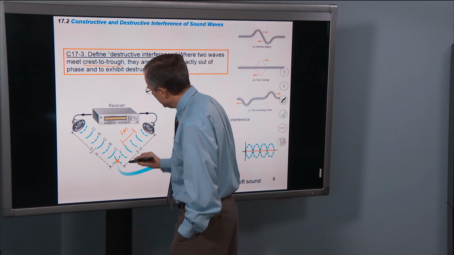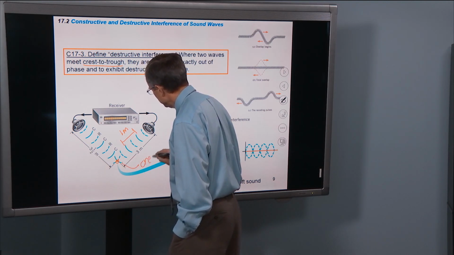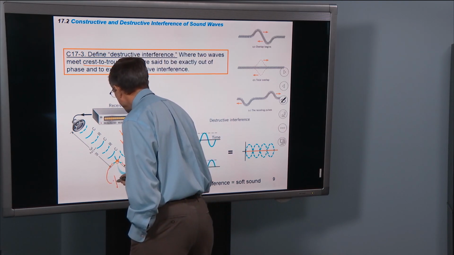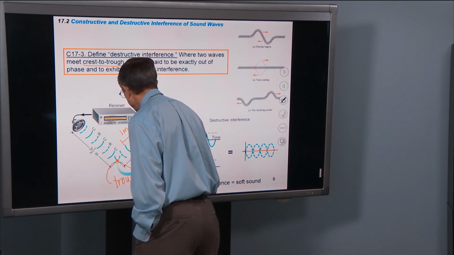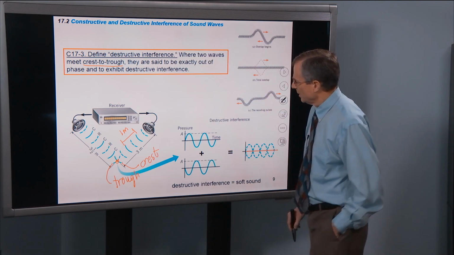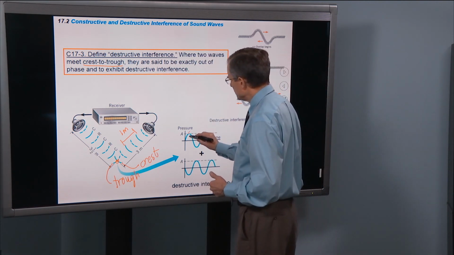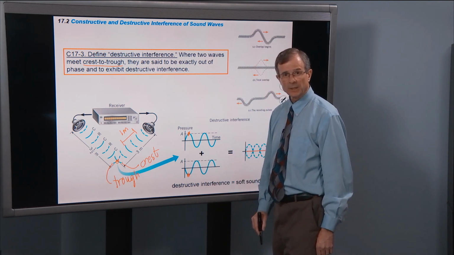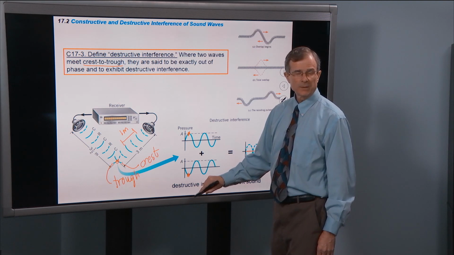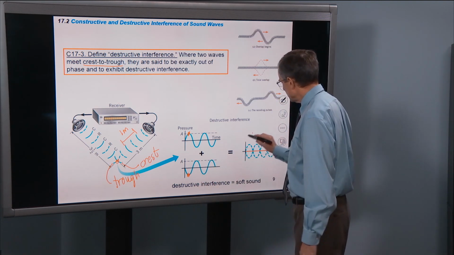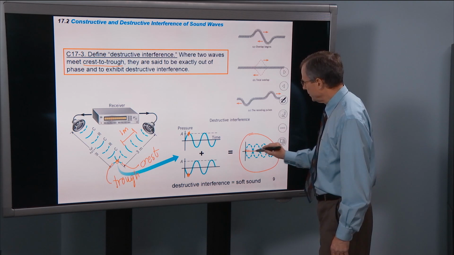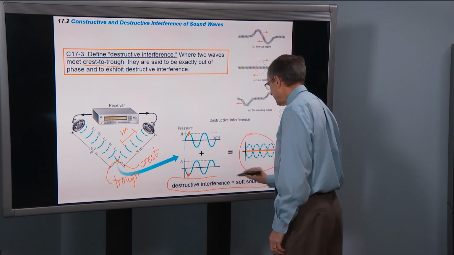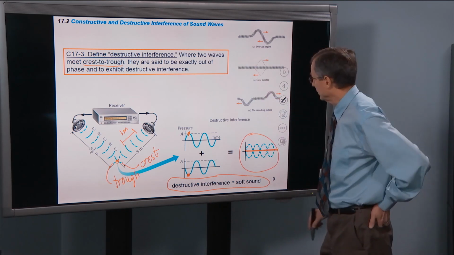And in that case, then, you get a crest from the right speaker. At the same time, you get a trough from the left speaker. Well, what happens then? Here's the crest from the right speaker. Here's the trough from the left speaker. You add a positive to a negative, and you get 0. And so you add these two waves together, and you get nothing. So with destructive interference, what you're going to get is a soft sound.